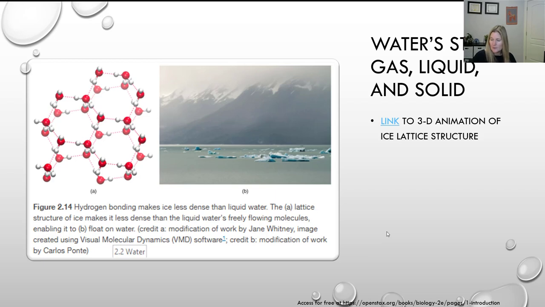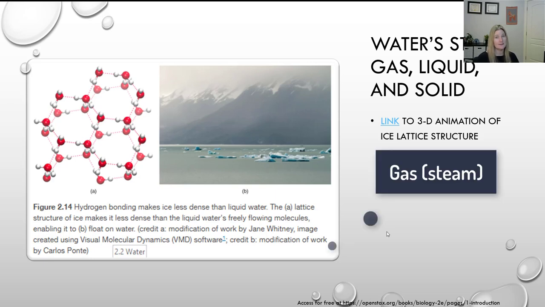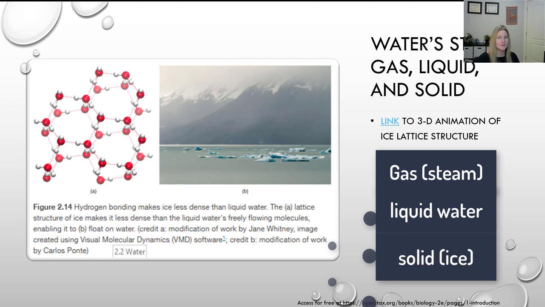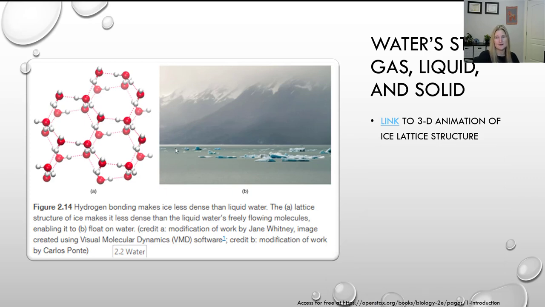When we talk about water, we can think about water in 3 different states. Water can be in a gas state as steam or water vapor. It can be in a liquid state as liquid water that you might drink, or it could be a solid state, meaning ice.